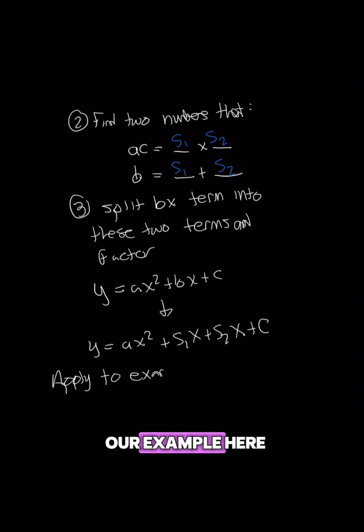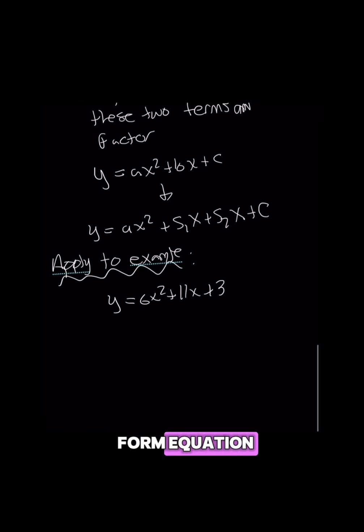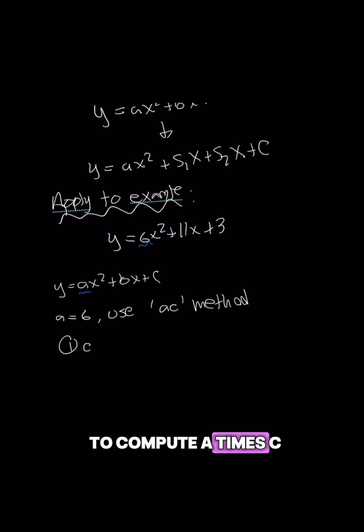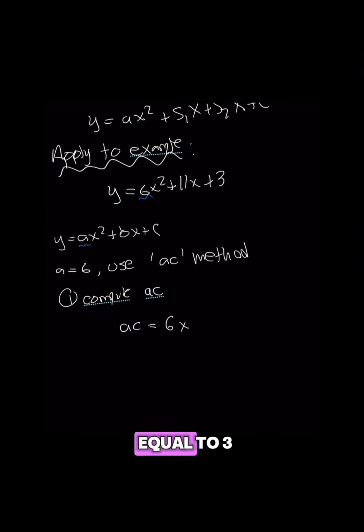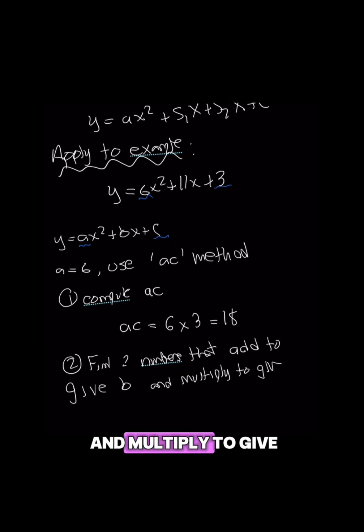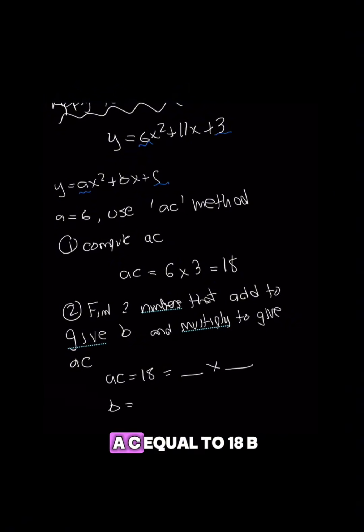If we apply this to our example here, this is the standard form equation. We can identify the a coefficient as 6, so we're going to be using the AC method. The first thing is to compute a times c. If we look at our equation, c is going to be equal to 3, so we can do 6 times 3 equal to 18. And then the second step is to find two numbers that add to give b and multiply to give ac. So we found ac equal to 18.